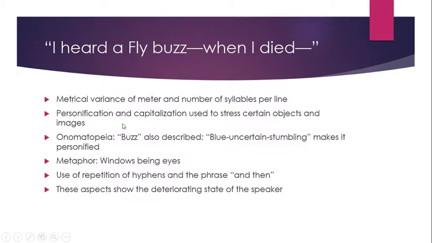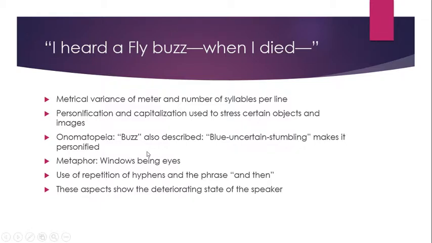Dickinson also uses personification and capitalization to stress certain objects and images, and she turns a lot of things into more thinking and feeling things, which is something that she does. So in another one of her poems, I Could Not Stop for Death, He Kindly Stopped for Me, she turns death into a person. So this is something that's pretty consistent with her poetry.